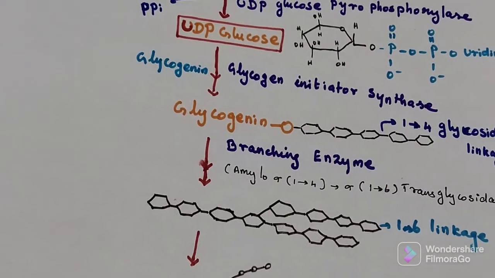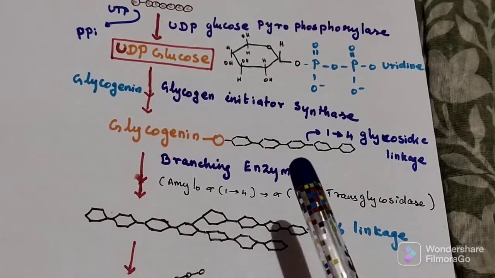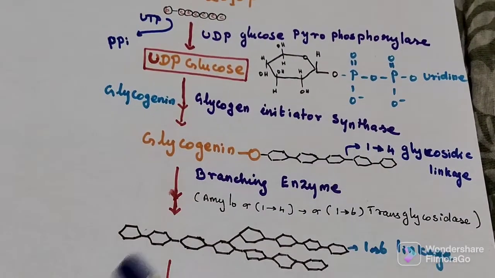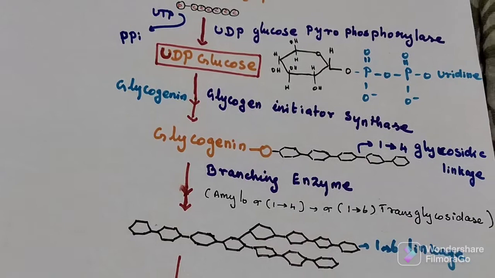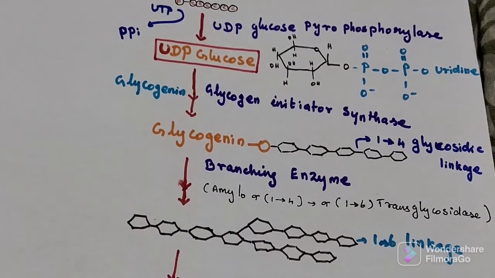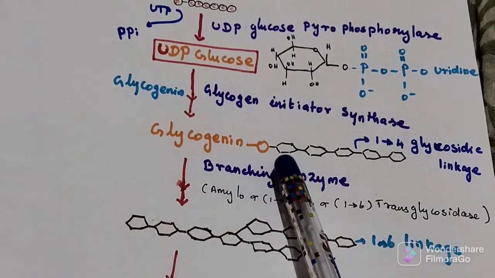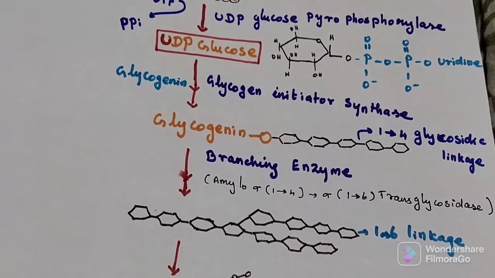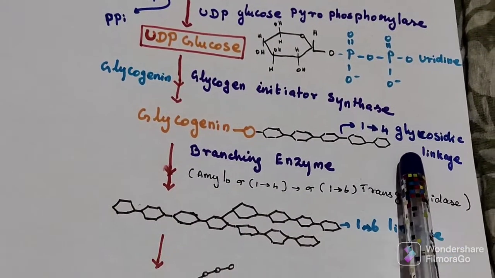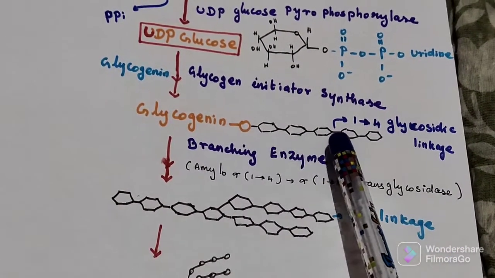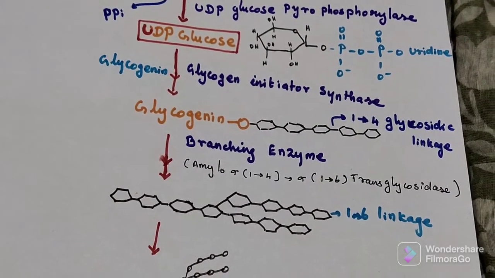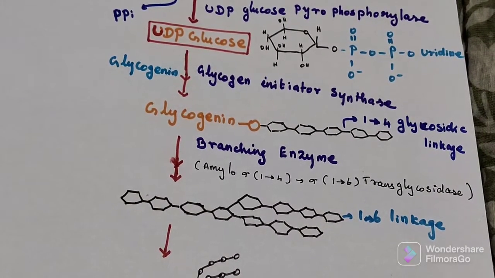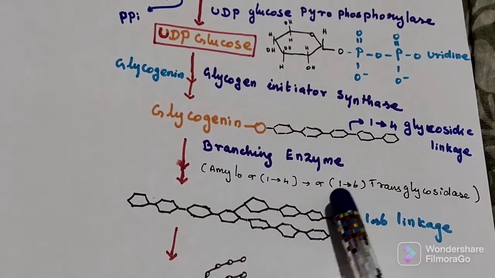The enzyme glycogen initiator synthase transfers the first molecule of glucose to glycogenin. Glycogen synthase is responsible for the formation of 1,4-glycosidic linkage. This makes linear molecules with 1,4-glycosidic linkage. Formation of branches is brought about by the action of the branching enzyme, which forms 1,6 linkage.